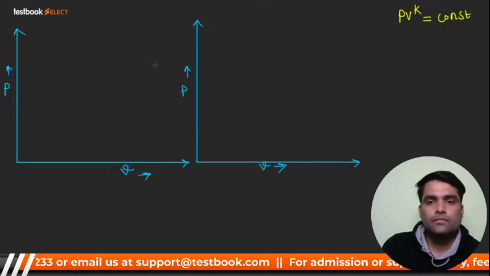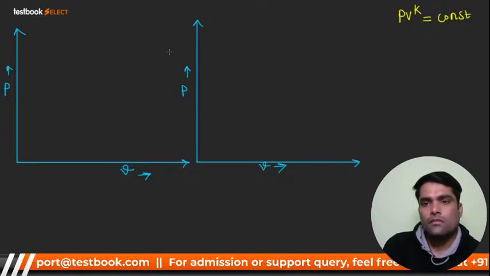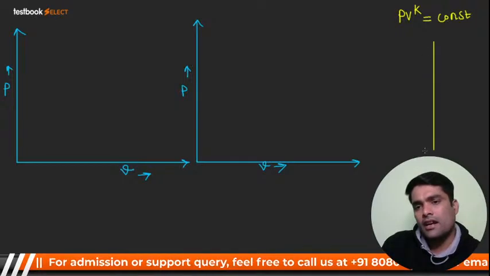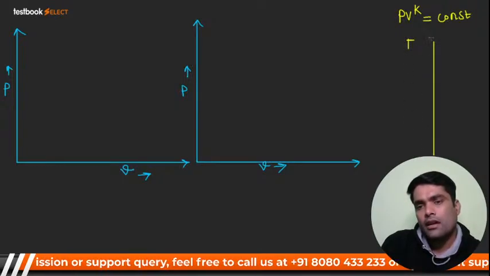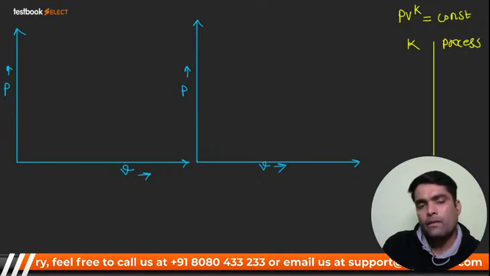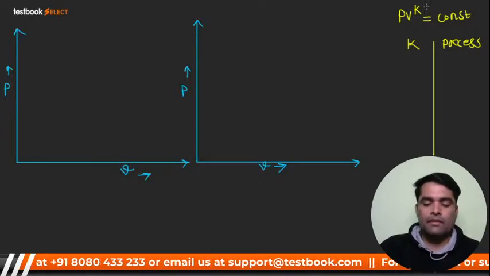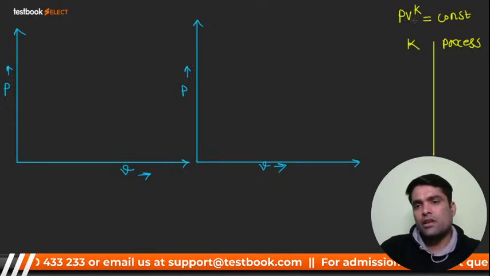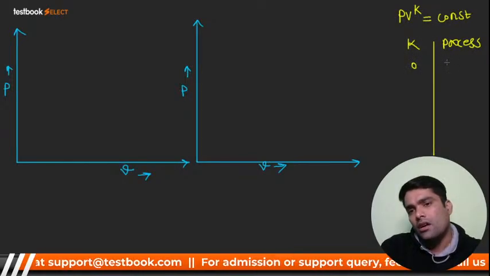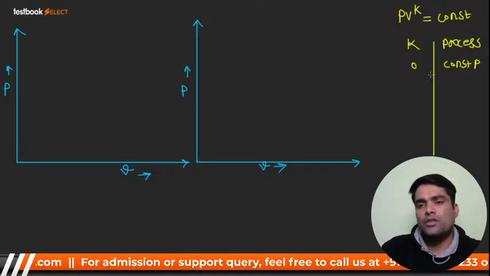See here, my dear, here I can write the value of k and here I'll write the process name. You know that if I take the value of k as 0, अगर मैं यहाँ पे 0 लिख दूं तो प्रेशर इज इक्वल टू कांस्टेंट. तो मतलब क्या हो जाएगा? कांस्टेंट प्रेशर. कांस्टेंट P means कांस्टेंट प्रेशर.